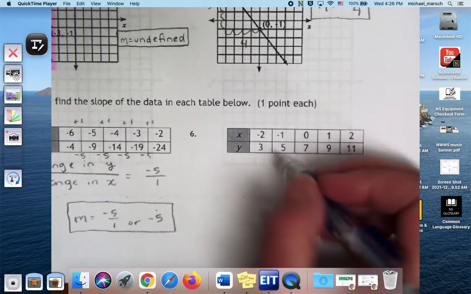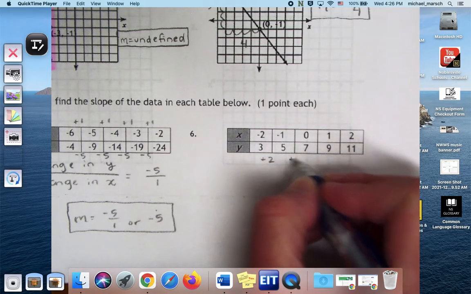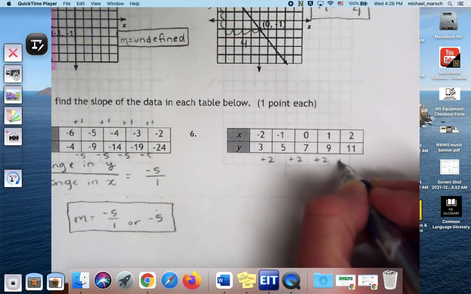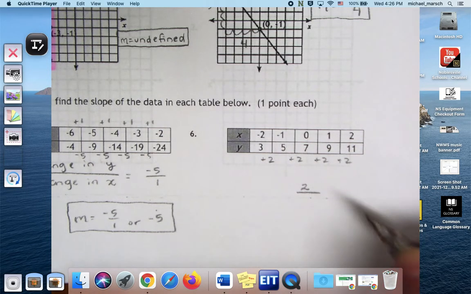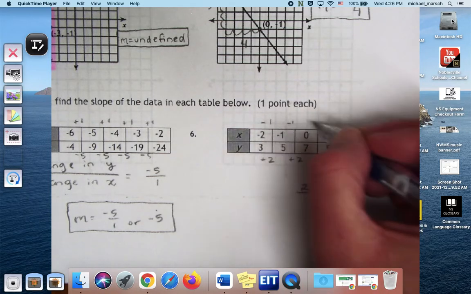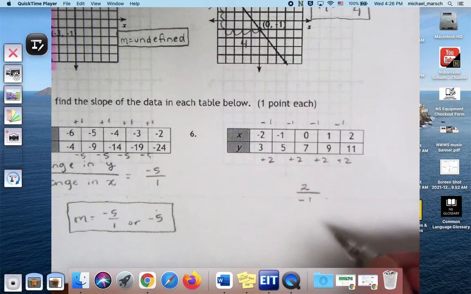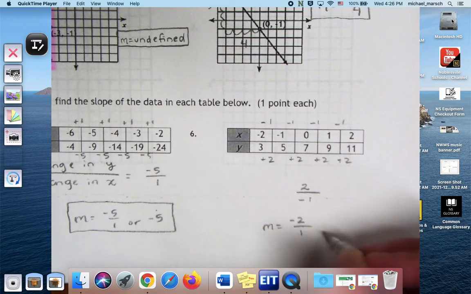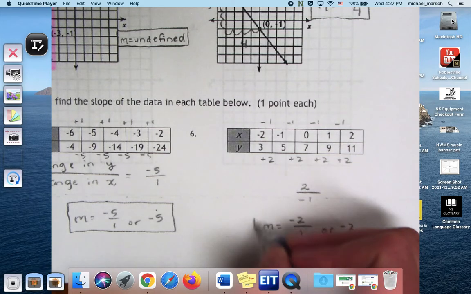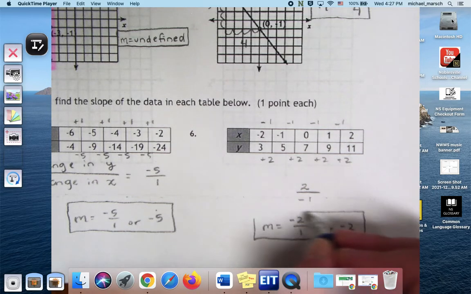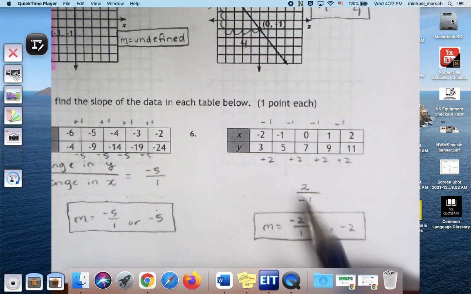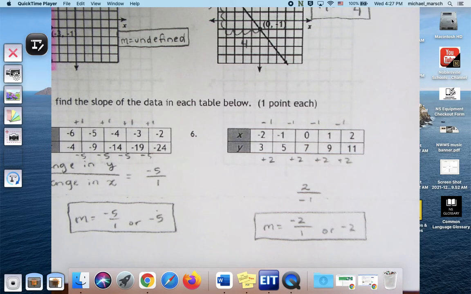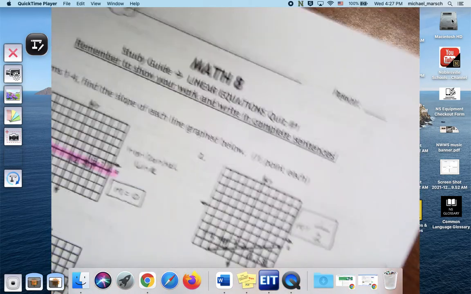Same thing over here. I am adding by 2 for my y's, so I'm going to have 2 in my numerator. And then I'm subtracting by 1 for my x's, so it's going to be negative 1 in my denominator. Remember, I always put the negative sign with the numerator. So when it comes to graphing, I know to go fall 2. If you left it with the denominator, I'm not going to count it wrong, but this will just help you down the road. So that's the first page of your study guide.